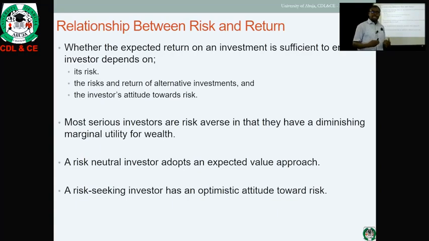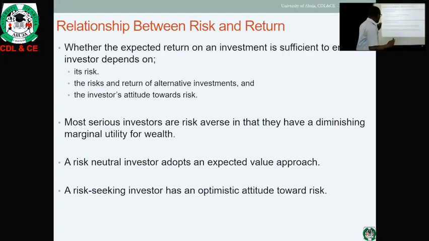These are people that don't like risk at all. They don't accept the fact that there will be variability. So they have what we call a diminishing marginal utility for wealth. As they continue to make more money and invest and make more money, it gets to a stage whereby their satisfaction actually reduces with additional investment they make.